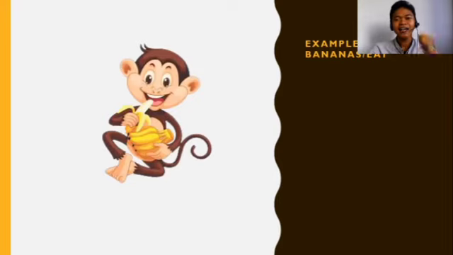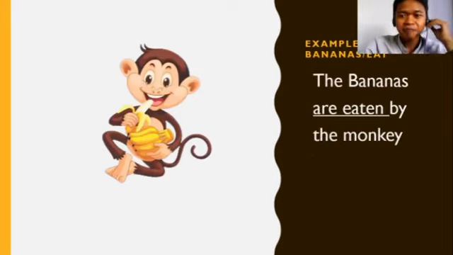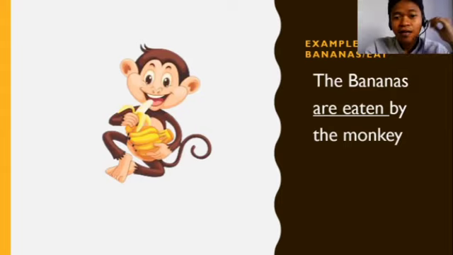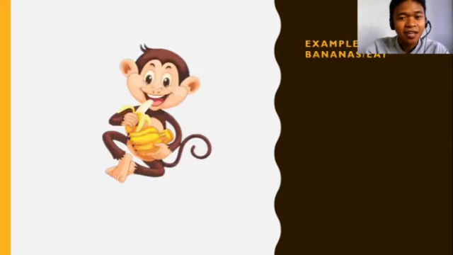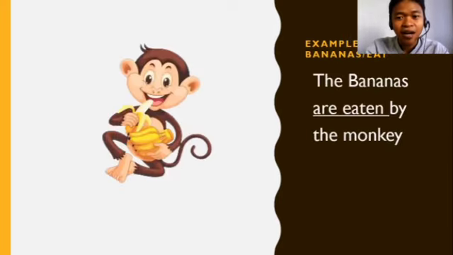Next one, the next fruit is banana. It's the same. The bananas are eaten by the monkey. Why do we use are? Because the bananas are more than one, but in the previous picture the apple is only one. That's why we use is: the apple is. But different with this, the bananas are eaten by the monkey. Easy? That's the example of the present tense.